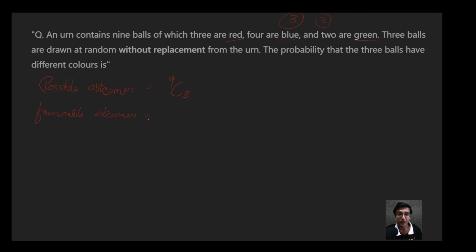So what would my favorable outcomes become? For red it would become 3C1 into, for blue it would become 4C1, and for green it would become 2C1. So what is my ultimately the probability? Probability would become 3C1 into 4C1 into 2C1 upon 9C3. So this is my probability that I'm trying to find out.